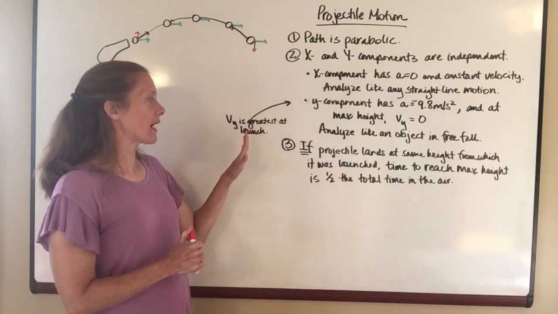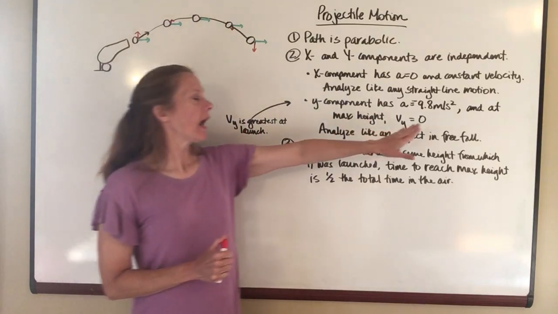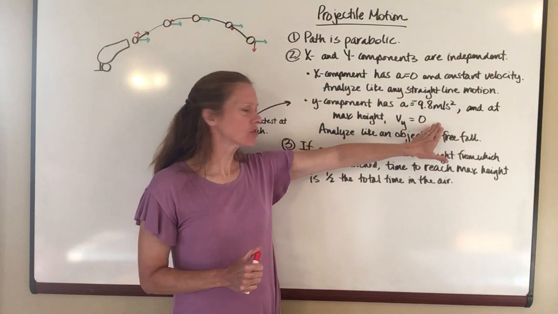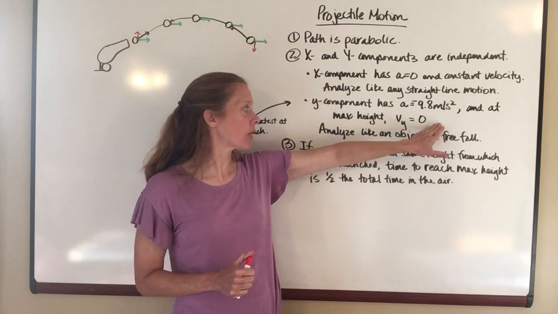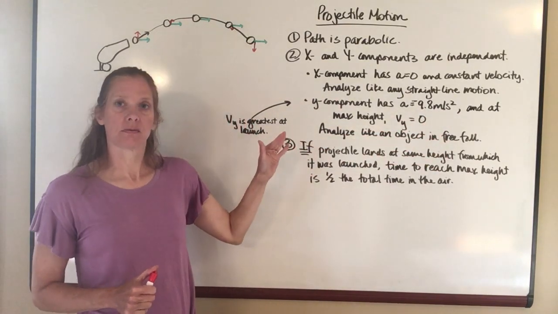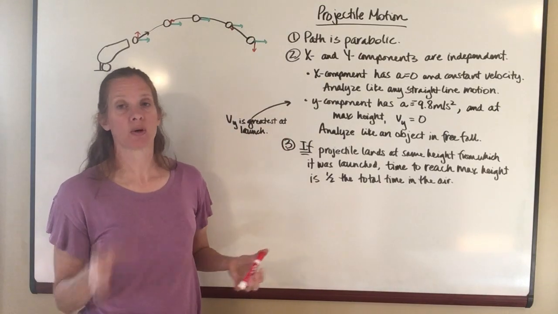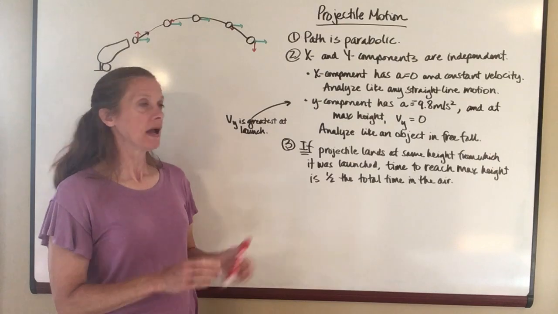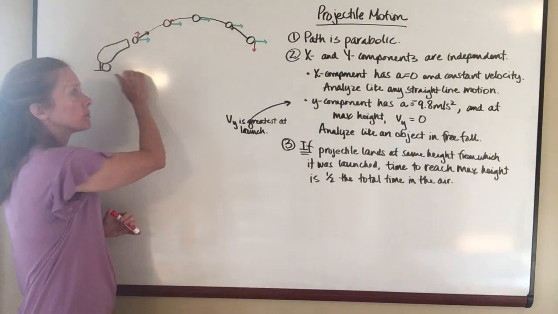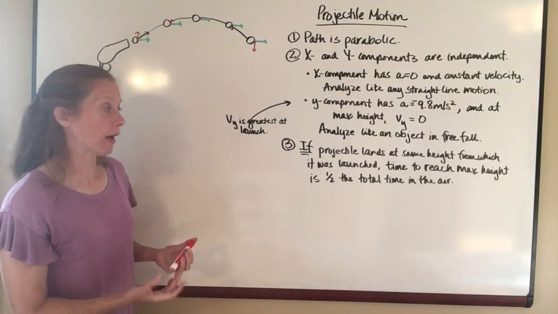Okay, so the y component's greatest at the launch. At its maximum height, the y component is 0, and I can analyze that whole component just like an object in free fall, because that's really what it is. Once it's launched, it's really in free fall. It's just that it also has some motion in the horizontal direction as well.